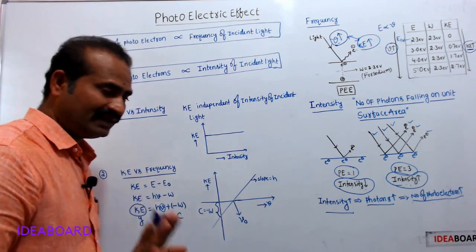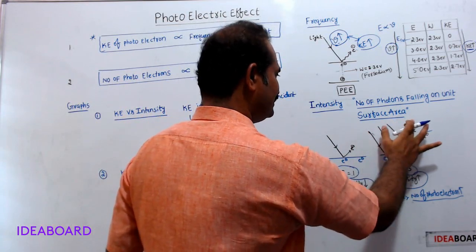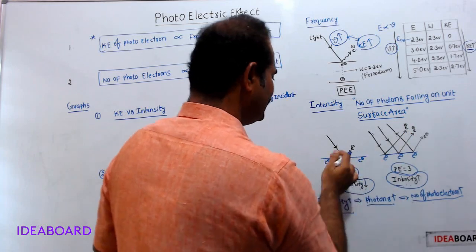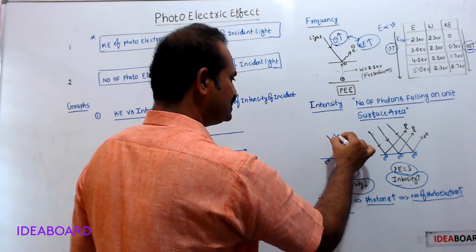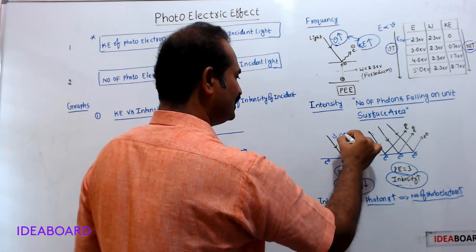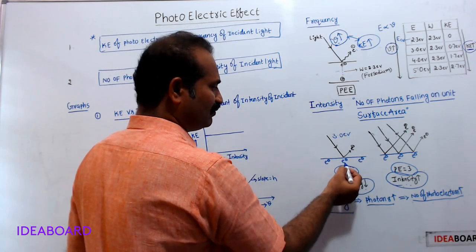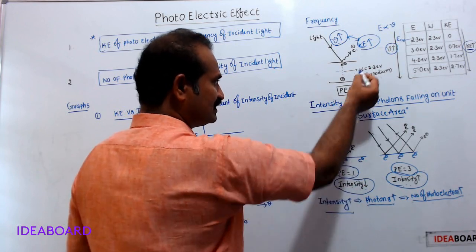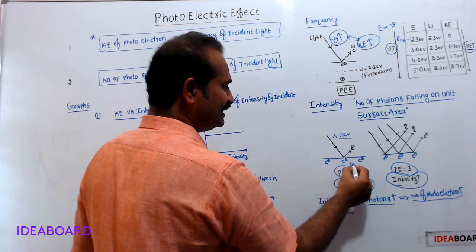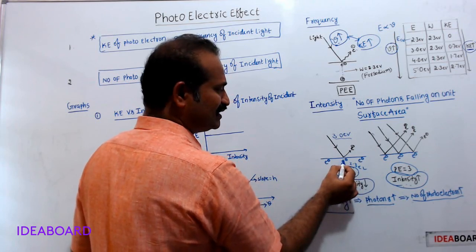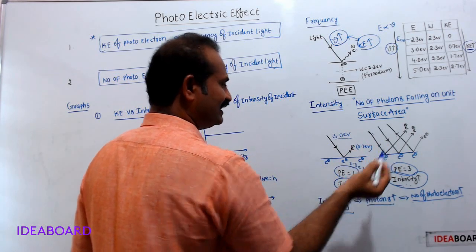Now we need to remember one point here. Let us assume the incident photon energy is 3.0 electron volts. In the case of sodium, the work function, the threshold energy, is 2.3 electron volts. So out of 3 electron volts, 2.3 electron volts is utilized to break the attraction between the electron and the metal ion. The remaining 0.7 electron volts turns to kinetic energy.